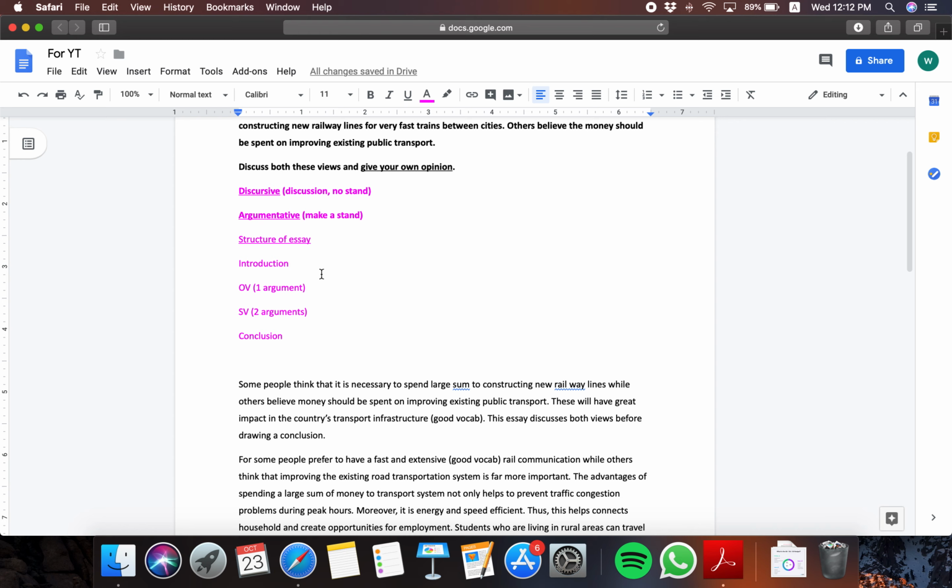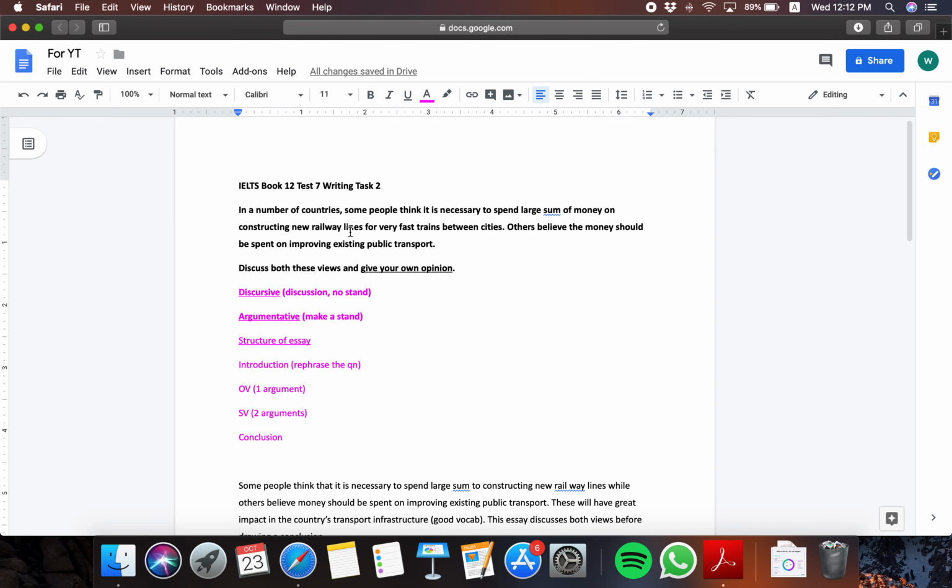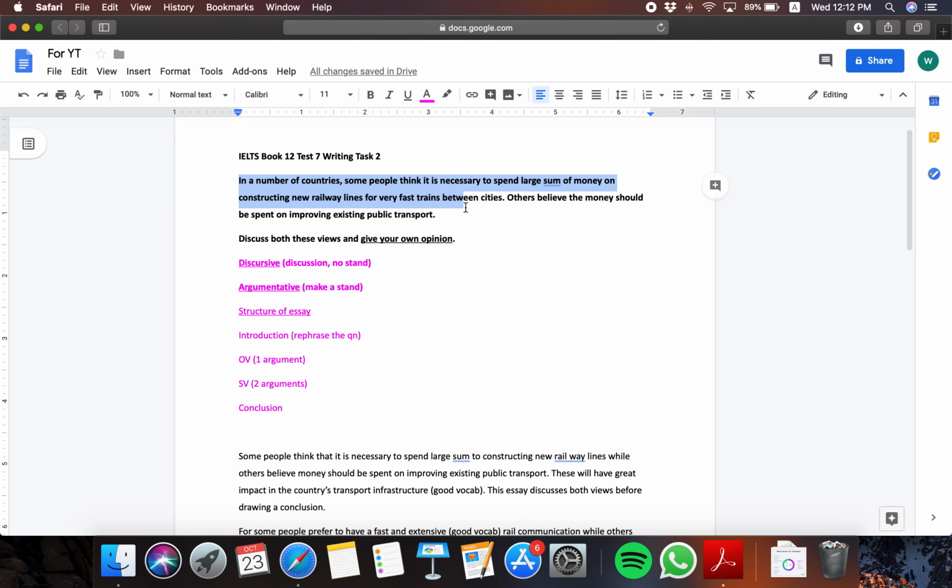Now let's talk about the introduction. The trick is to rephrase the question given. Now let's take a look at this question. When you rephrase this question, obviously you can't rephrase nouns. Maybe sometimes you can, for example, people, girl, but most of the time you don't have to rephrase the nouns. So what can you rephrase? You rephrase the adjectives and verbs. These are the most important things that you should rephrase.